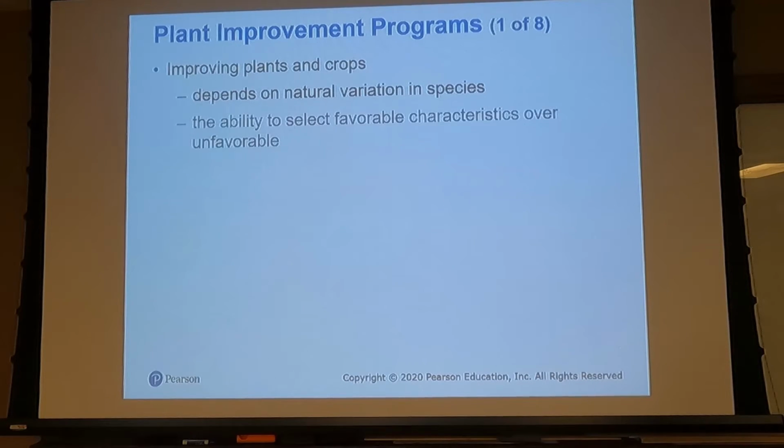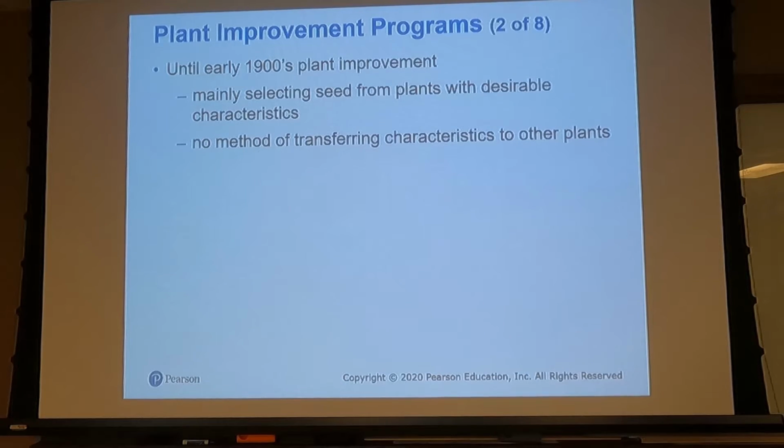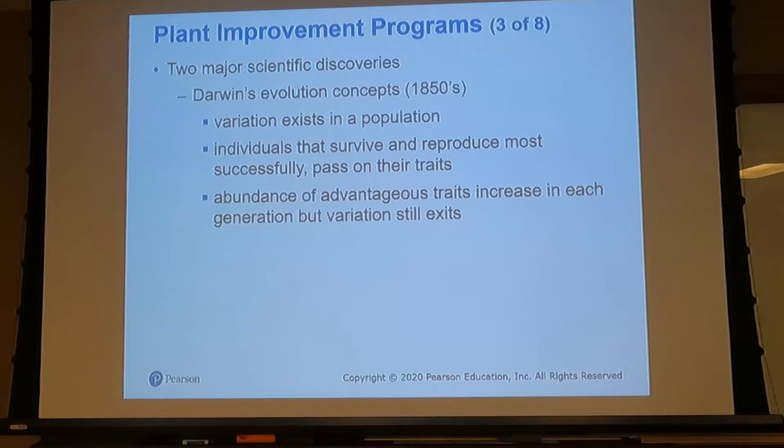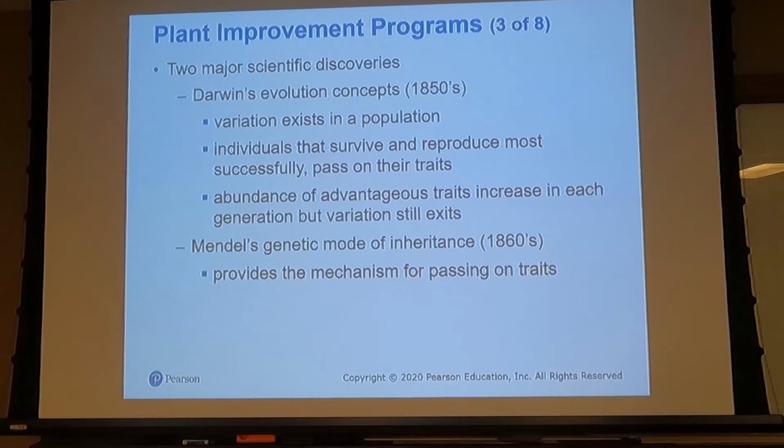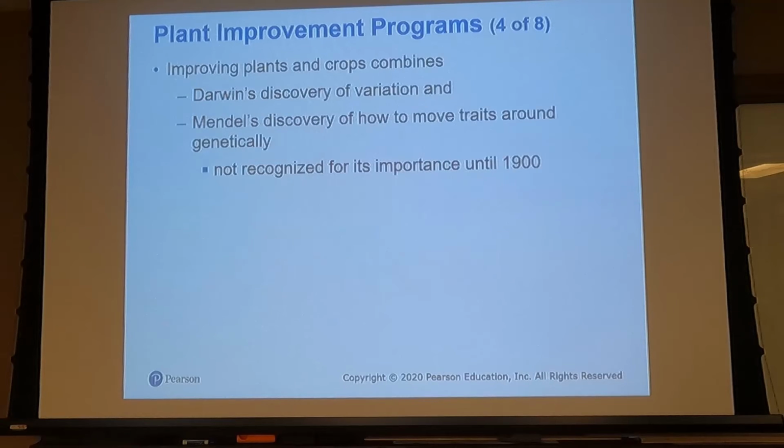So there are several plant improvement programs. We want to select those favorable characteristics and pass them on to other generations. In the early 1900s, we didn't know much about this until Darwin's evolutionary concepts came in and suggested that the abundance of those advantageous traits increases in each generation, but the variation still exists. And then Mendel got a better understanding of the mechanisms for passing traits on, and that's where we get the Punnett square.